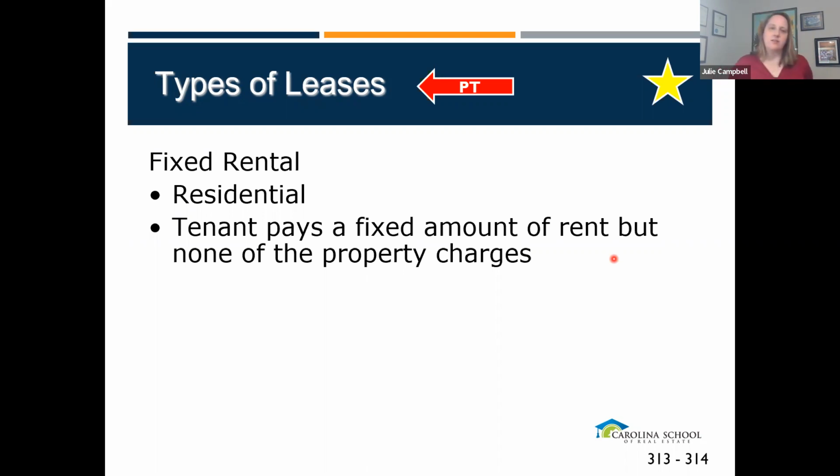The rest of these that we're getting ready to talk about are different commercial leases, different ways that we lease commercial properties.